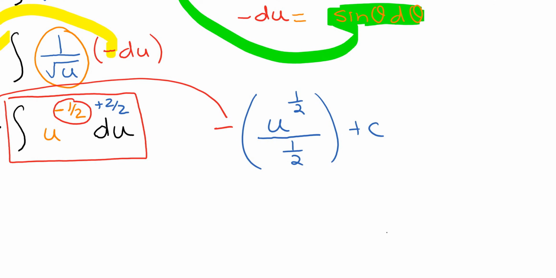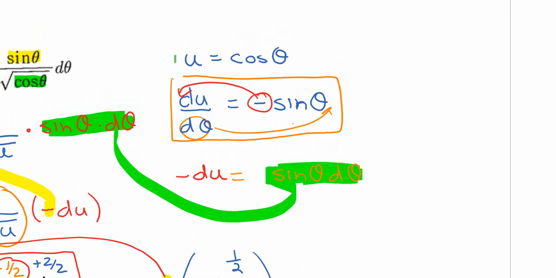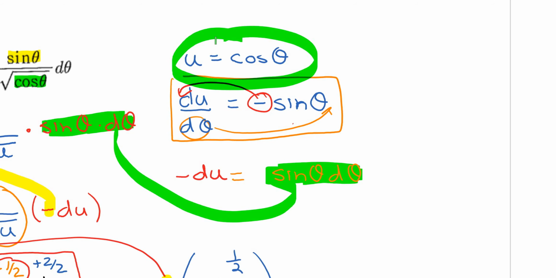And after that, let's just simplify this a little bit more. I can take this 1/2 and multiply it with that negative sign. If I multiply that together, I actually get -2 as my new coefficient times u to the power of 1/2 plus c. And ask yourself, what does u equal again? Well, if I go back to the original problem, u equals cos theta.